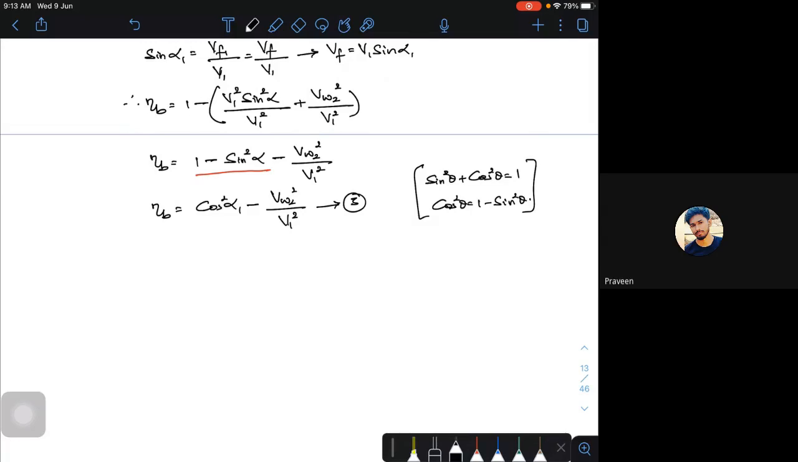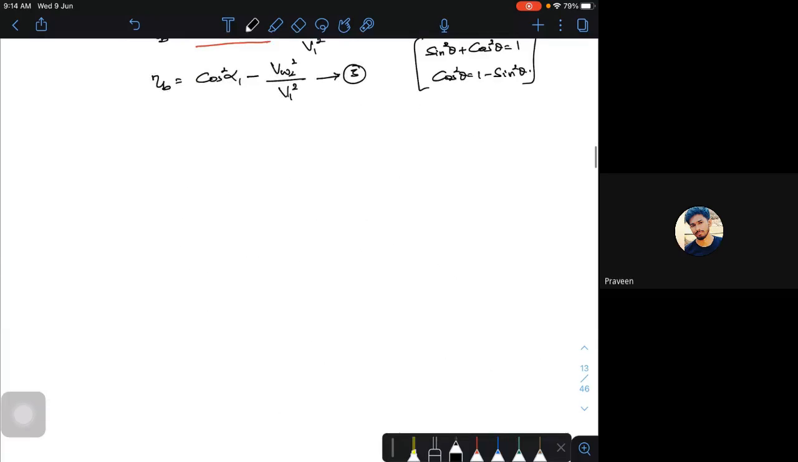become, so the Vw2 should become 0. When Vw2 becomes 0, your blade efficiency will be maximum. That's the condition. I can explain it using the velocity triangles. So I'm going to take only the exit velocity triangle.